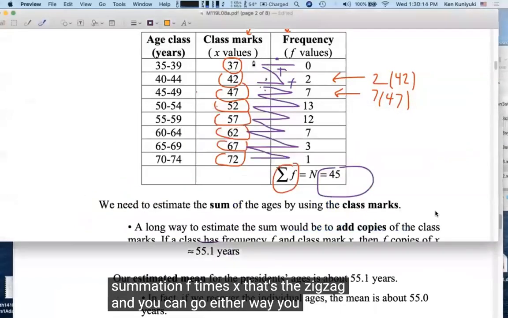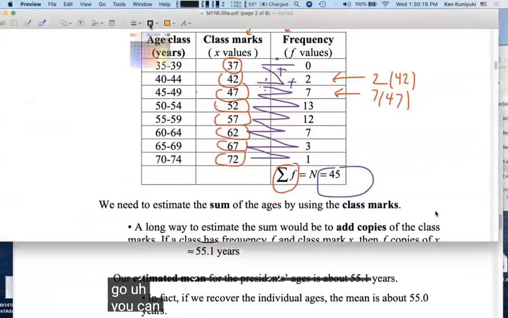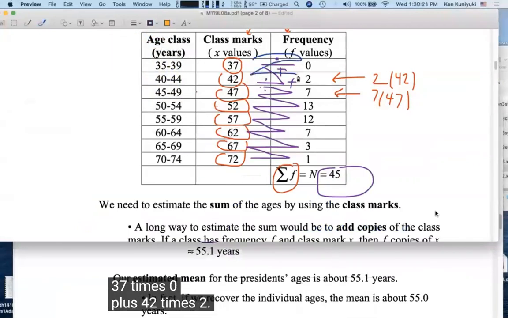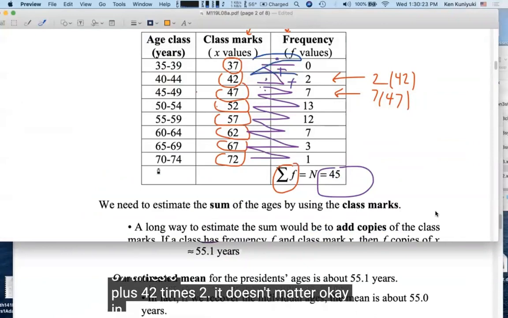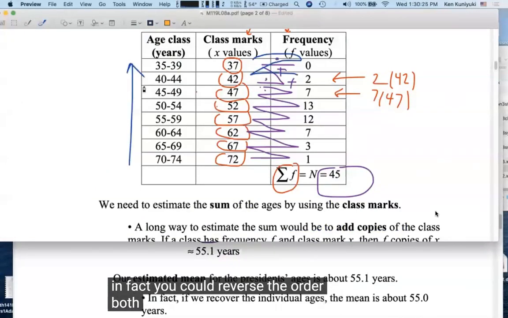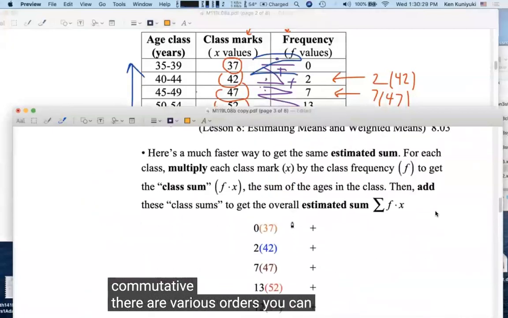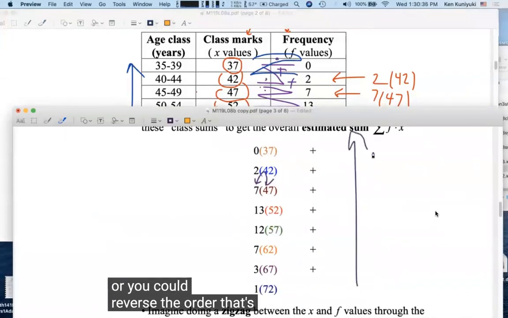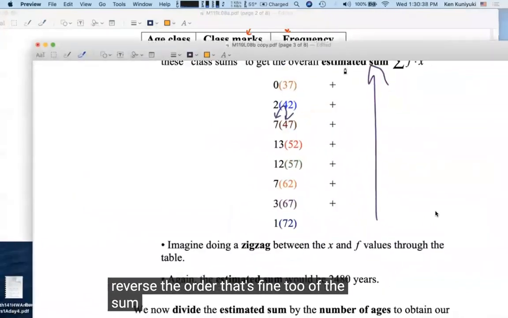And you can go either way. You can also go the other way. You can go 37 times 0 plus 42 times 2. It doesn't matter. Okay? And in fact, you could reverse the order. Both multiplication and addition are commutative. There are various orders you can perform these in. For example, you could switch these guys, or you could reverse the order of the sum. That's fine too.